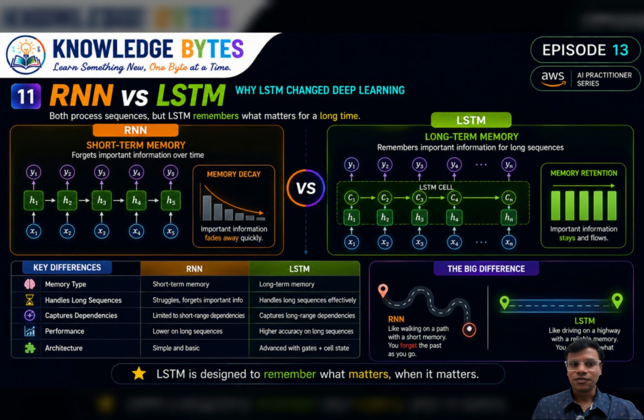So now let's come to RNN versus LSTM. How do LSTMs compare to a traditional RNN? RNNs have limited memory. LSTMs are designed for long-term memory. RNNs struggle with long sequences. LSTMs handle them much more efficiently. RNNs are highly affected by the vanishing gradient problem, but LSTMs significantly reduce this problem.